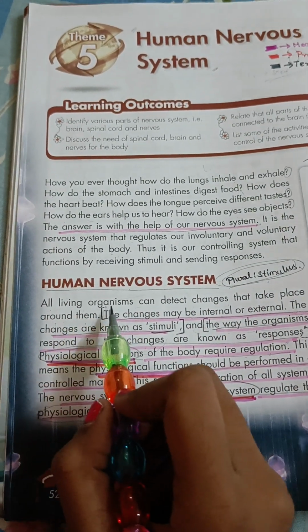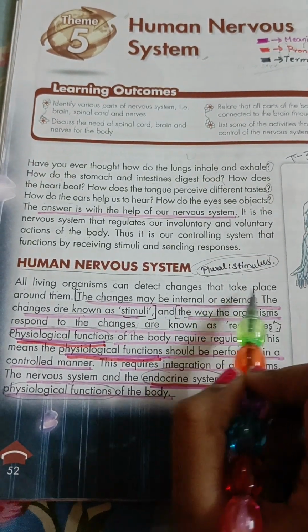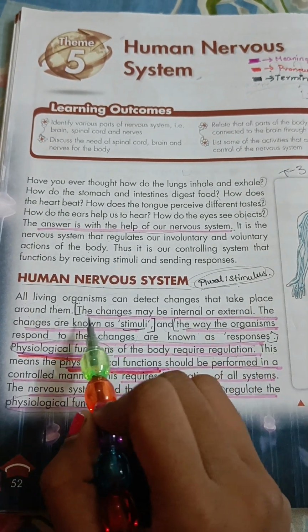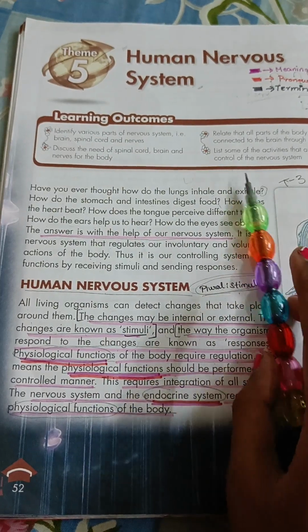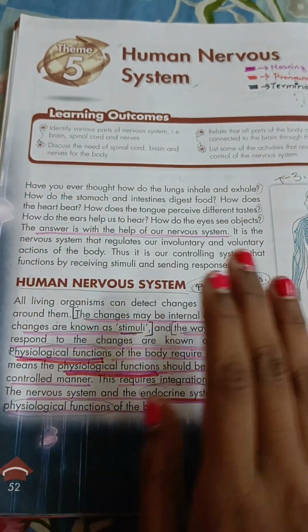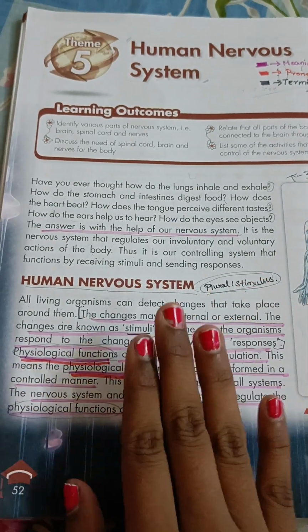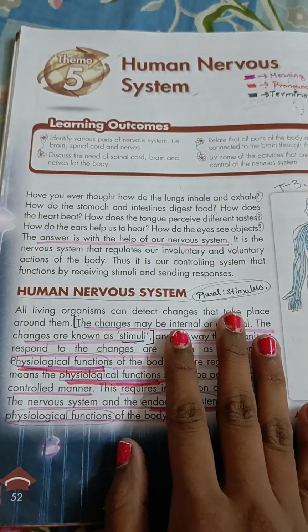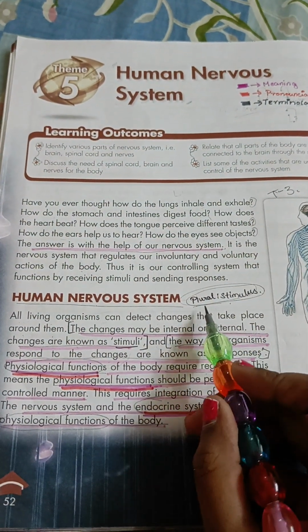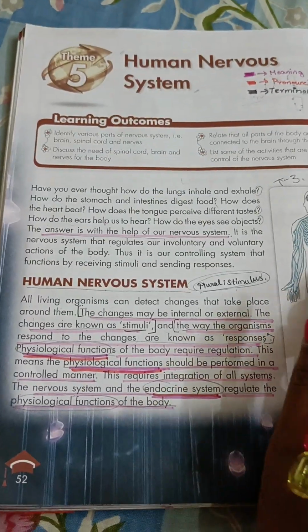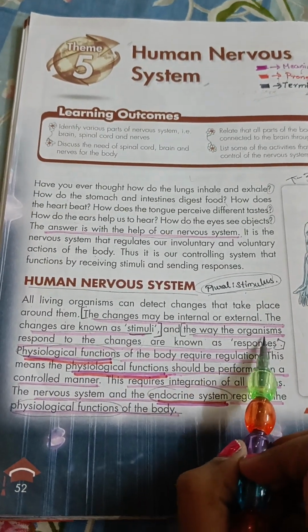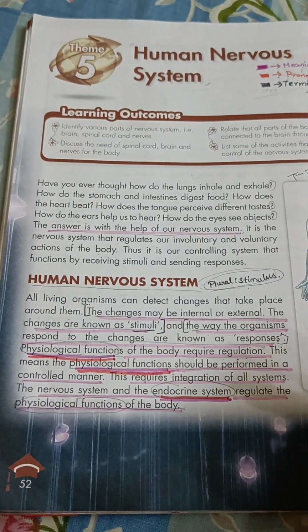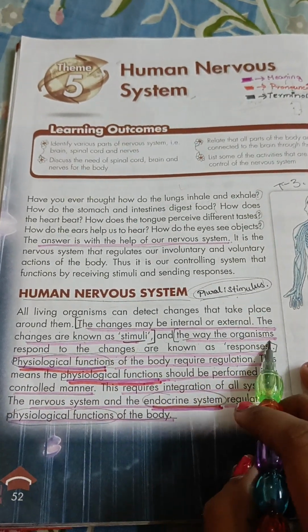Now all living organisms can detect changes that take place around them. The changes may be internal or external. The changes are known as stimuli. So there are some changes occurring around us. They can occur internally or externally. The plural form of stimuli is stimulus. I wrote it for you here. The way the organisms respond to the changes is known as responses.